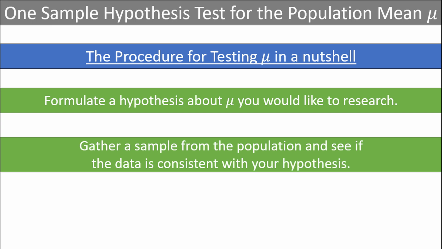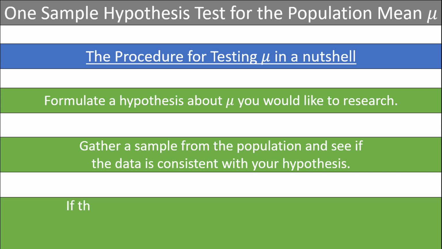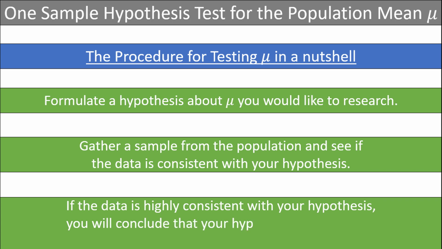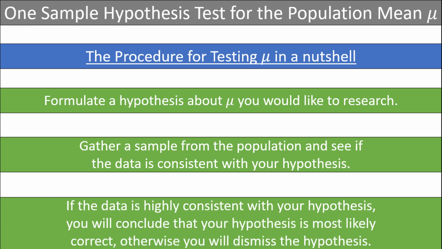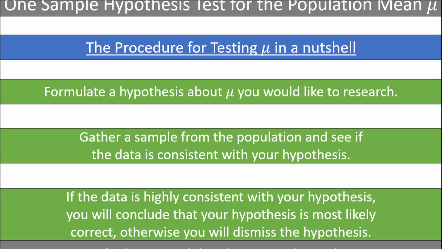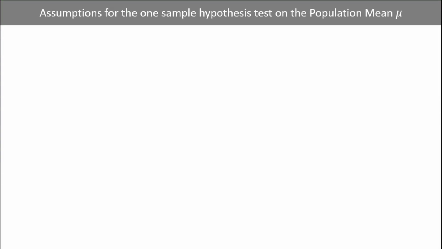For example, if you hypothesize that the population mean was less than 100, finding a sample mean that is less than 100 would be consistent with your hypothesis. Finally, if the data is highly consistent with your hypothesis, you will conclude that your hypothesis is most likely correct. Otherwise, you will dismiss the hypothesis. Exactly what is meant by highly consistent relates to the p-value, which we have discussed in depth in a separate video.